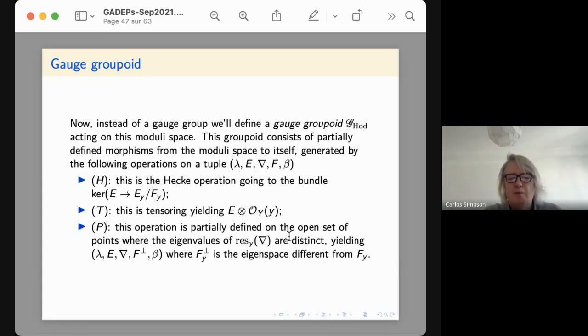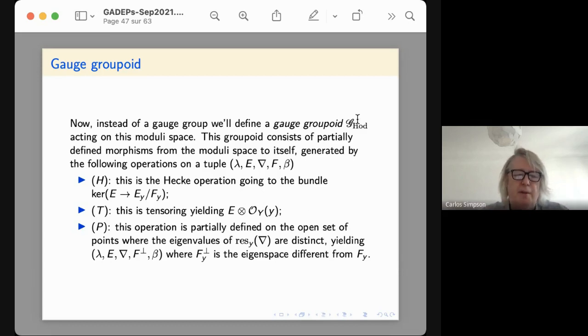Okay, but of course that's not going to be well defined in places where the two eigenvalues of the residue are not distinct. So, for example, if the residue is nilpotent, then there's only a single possible subspace, which is an eigenspace. Or if the residue equals 0, for example, then any subspace will do. So you can't say, go from this one to the other one. So this last operation of interchanging the two eigenspaces is actually only a partially defined operation. It's only defined on an open set.